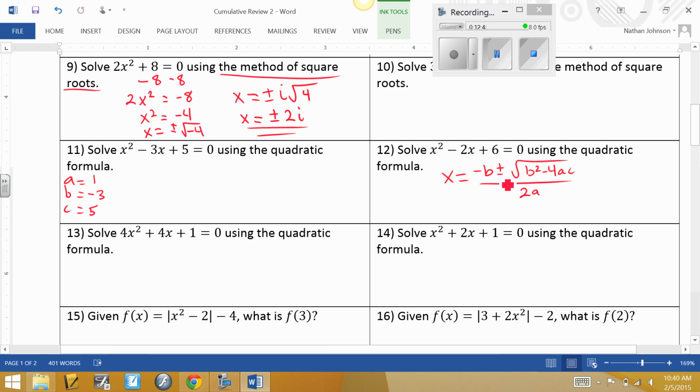Now that we have A, B, and C, we just go to our formula, and everywhere there's an A, we put 1. Wherever there's a B, we put negative 3. And wherever there's a C, we put 5. And I highly recommend putting parentheses around any number that you insert into the equation. So negative, and in the place of B, I'm going to put negative 3. You've got plus or minus. In the place of B again, we put negative 3. A was 1, C was 5. So far, so good. Now, remember when you draw this fraction line, it needs to go under everything.